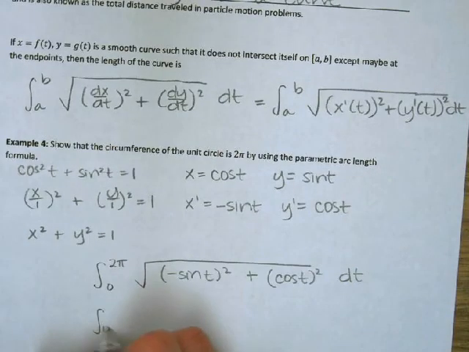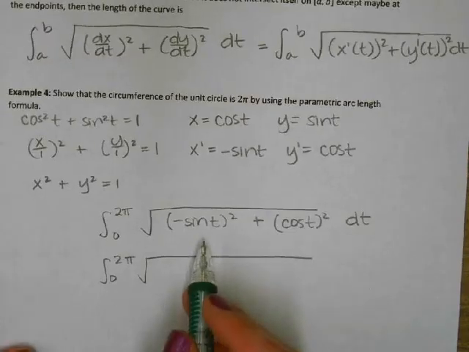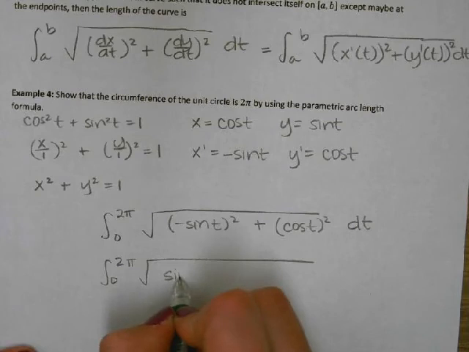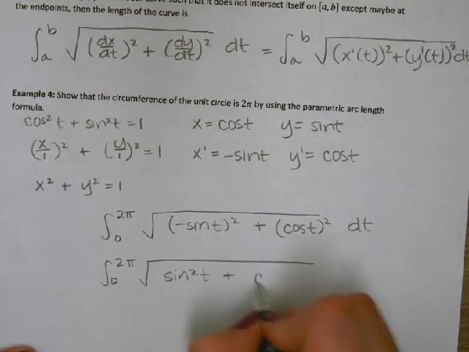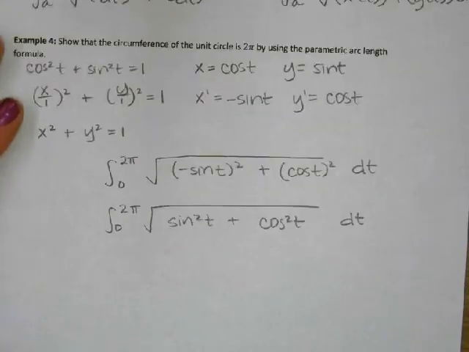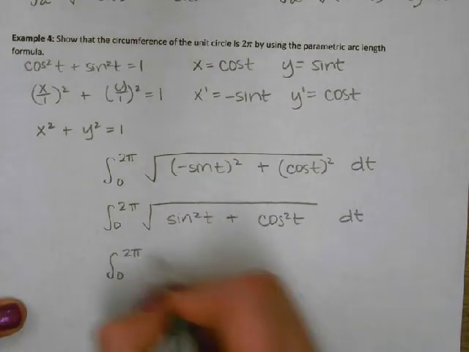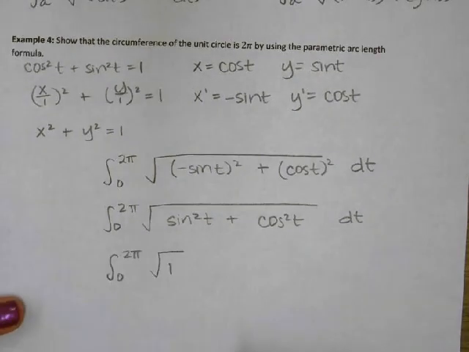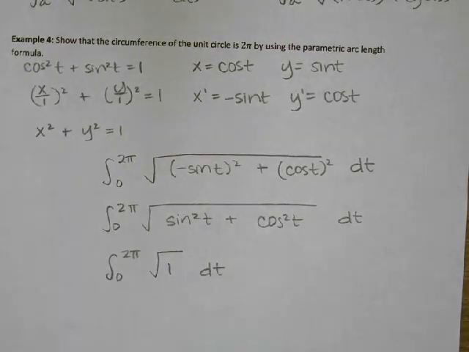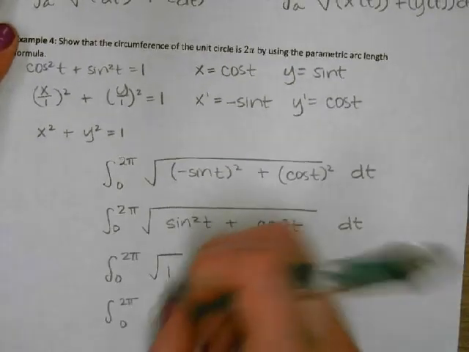And then I can go ahead and simplify this a little bit. I know that negative sine t being squared is actually the same as sine squared. And this is cos squared. And hopefully that's reminding you of the Pythagorean identity for trig identities. This is actually the square root of 1. So sine squared plus cos squared actually just equals 1. And then, so the square root of 1, I don't need the square root anymore. The square root of 1 is just 1.